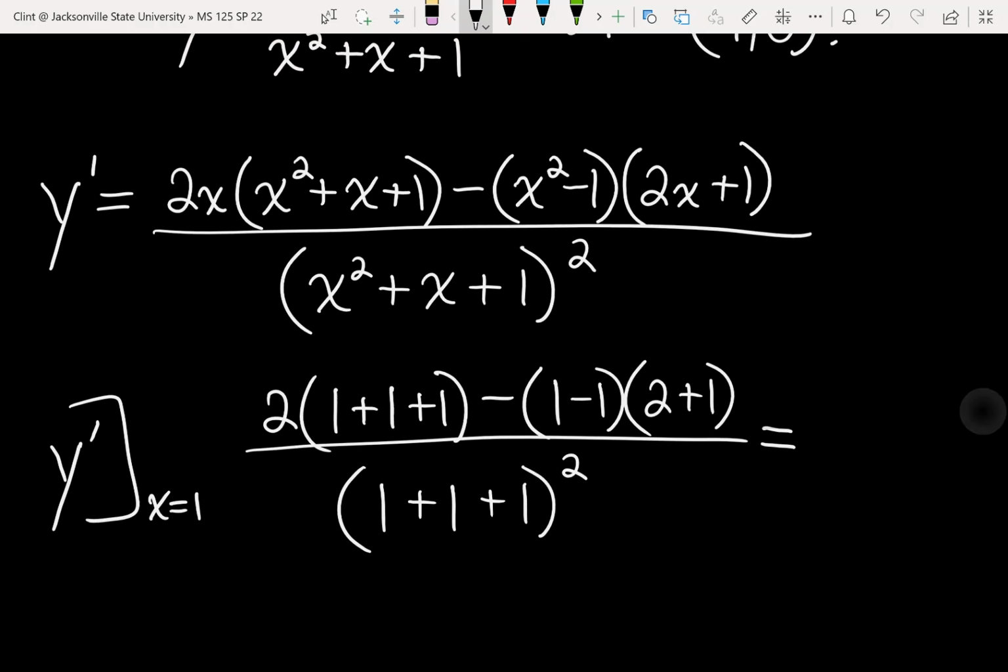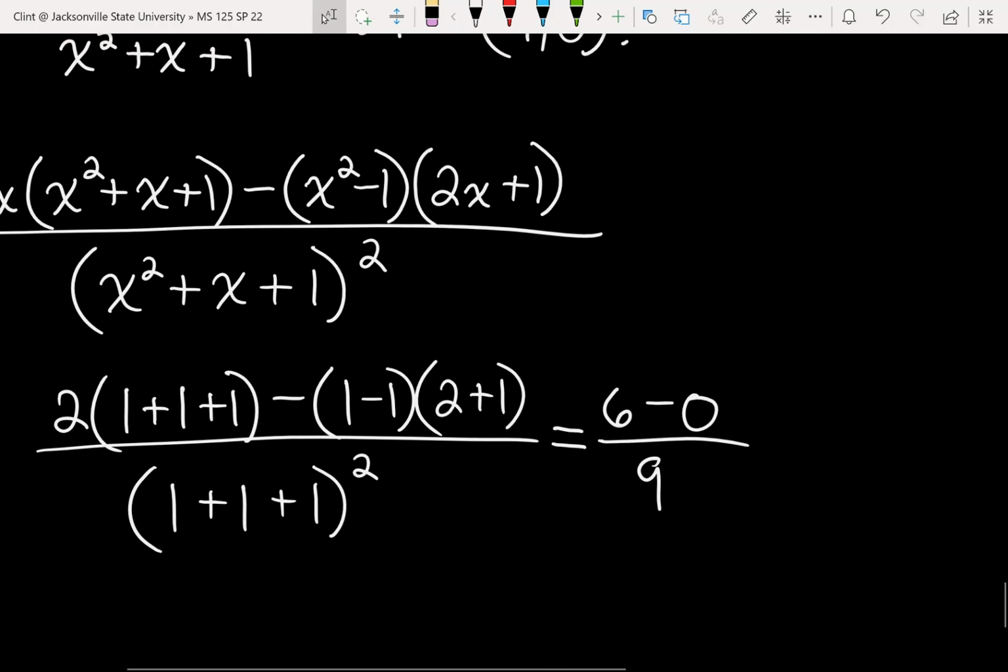So let's see, that's 6 minus what? 0. 1 minus 1, 0. So that whole thing's 0. And on the bottom, we've got 3 squared. So 3 squared is 9. So we get 6 over 9, which is 2/3. Okay, so that's the slope of our tangent line.